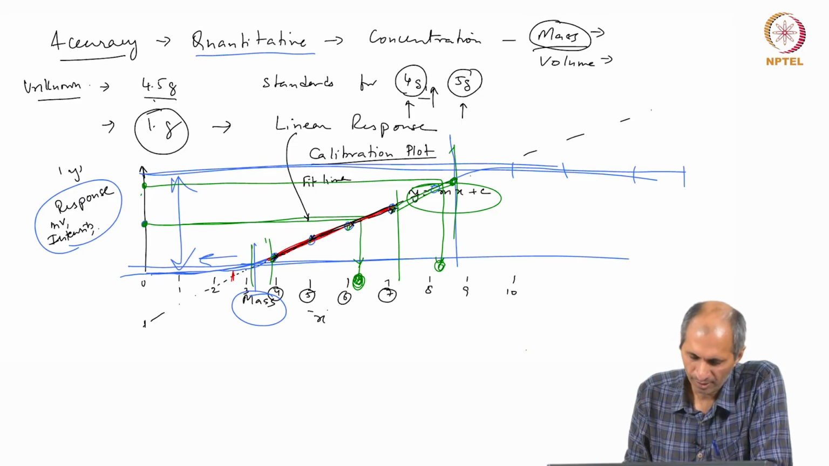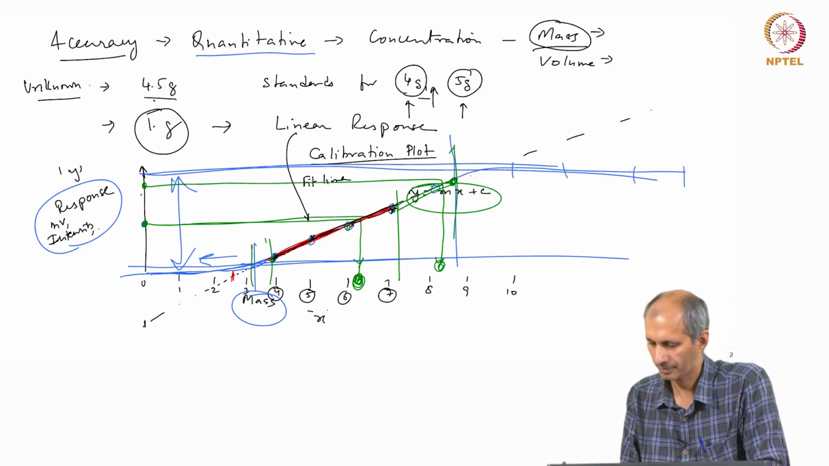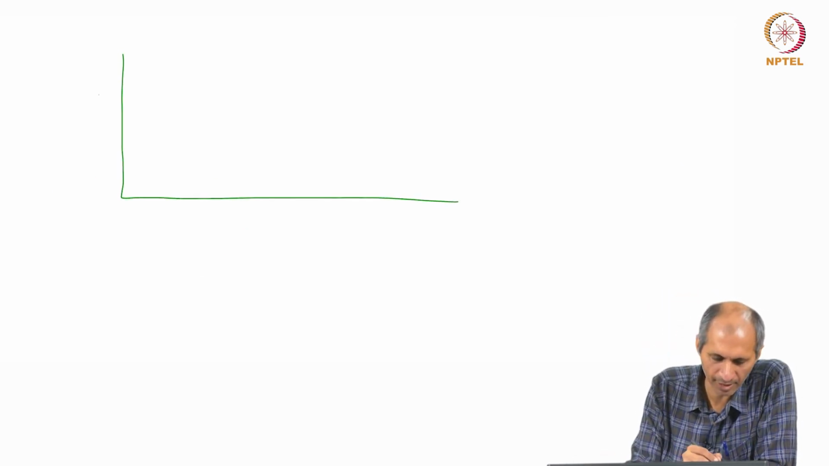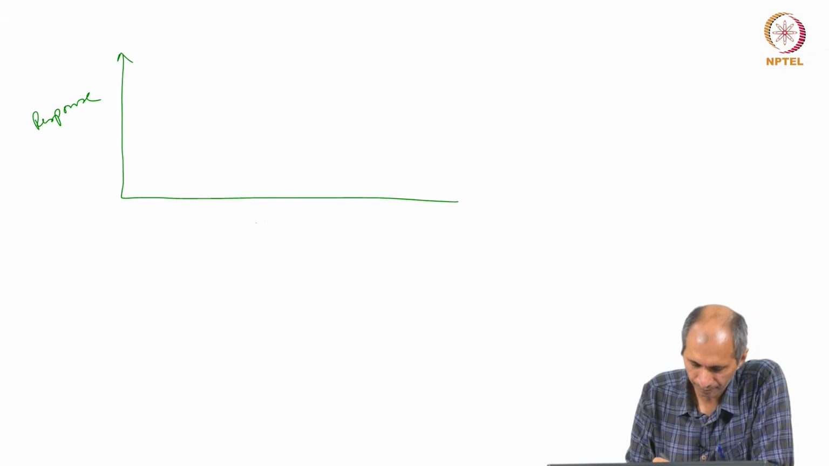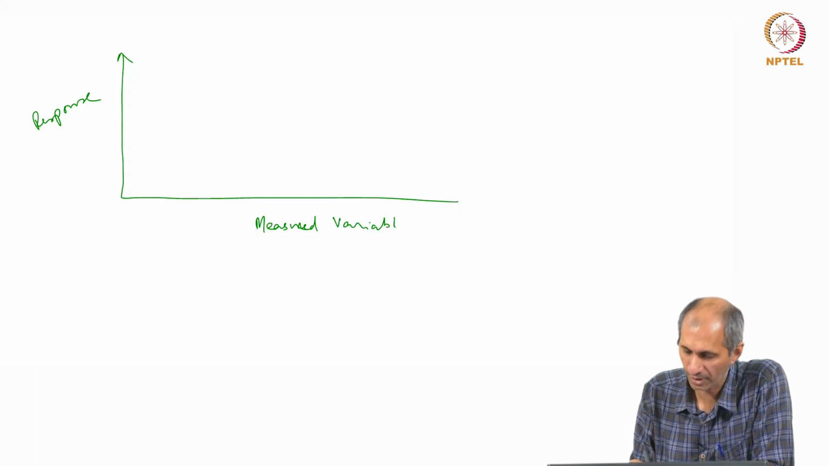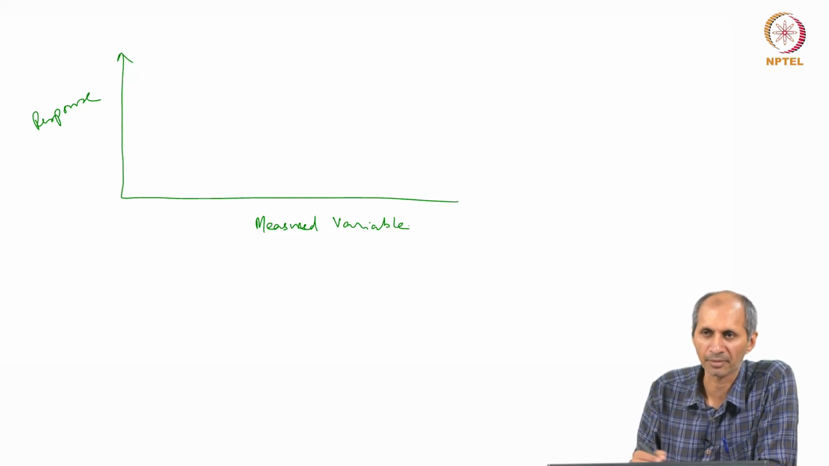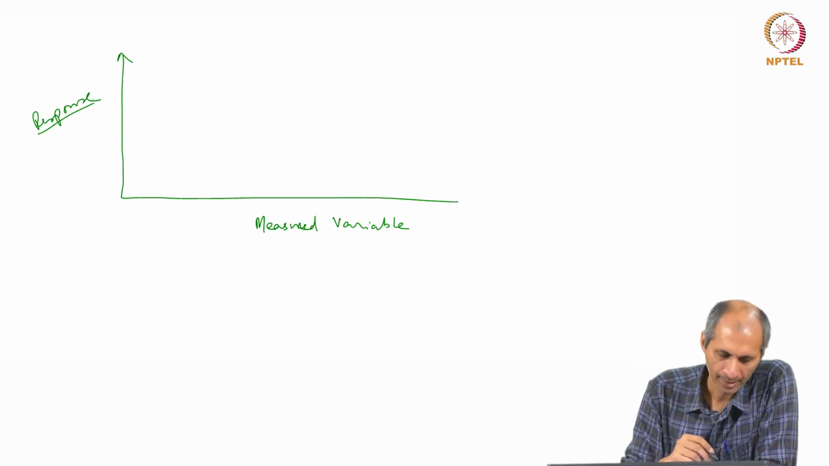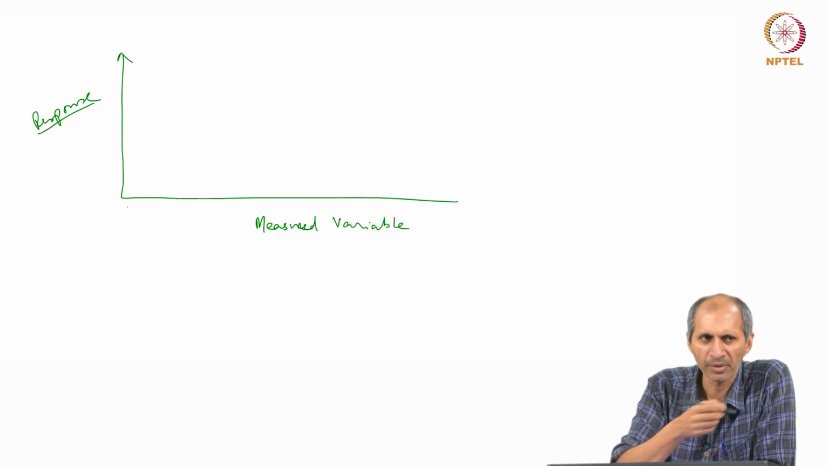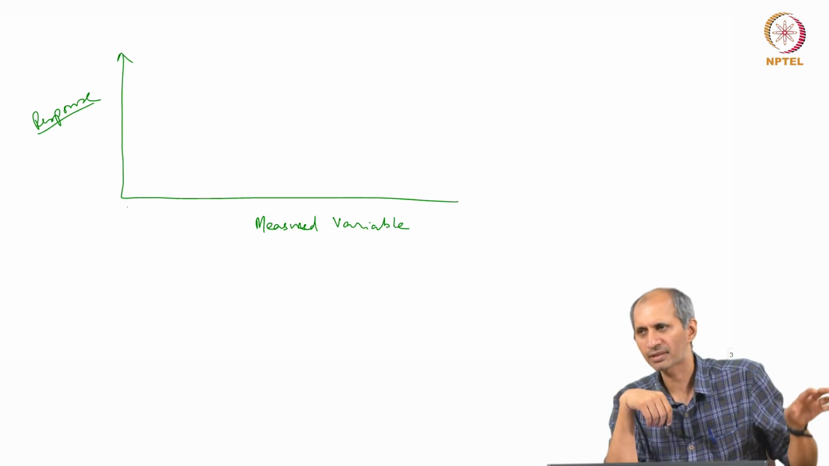Okay. So, in this calibration, if you get a calibration like this, you have response versus a measured variable, whatever it may be: mass, volume, concentration, anything you want. The response is what the instrument is reporting. As we will see in examples of different instruments, they all report different things.